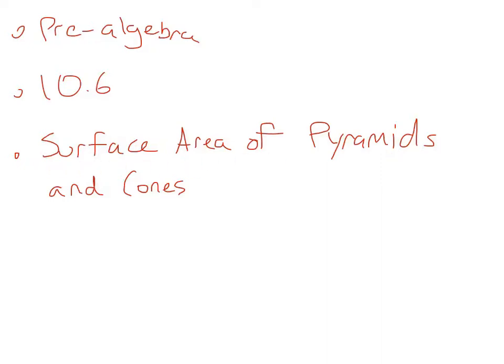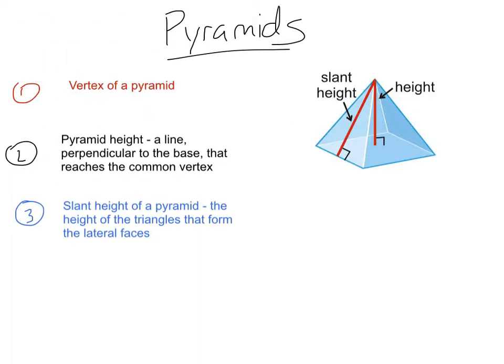We are talking about surface area of pyramids and cones. Alright, so first let's talk about the vertex of a pyramid. What is the vertex of the pyramid? Well, that's actually going to be right there, okay? So it's the point where all those lateral faces come up and meet. It's the top of the pyramid, okay?